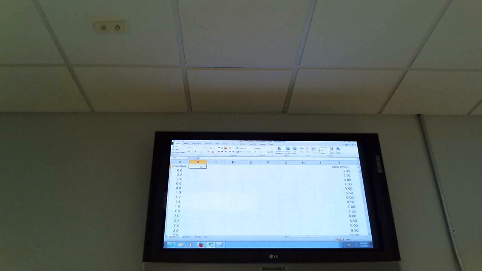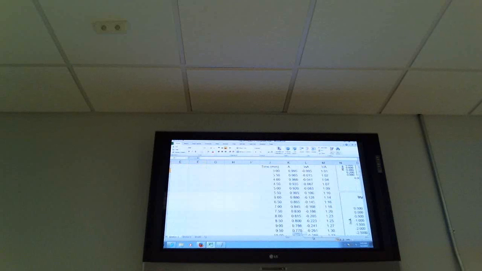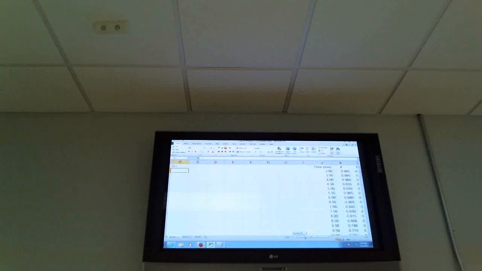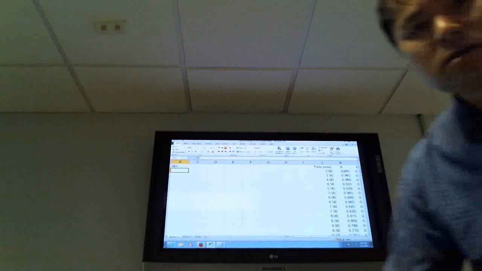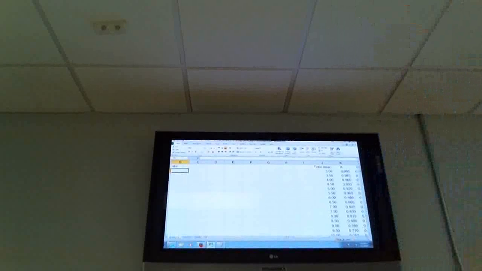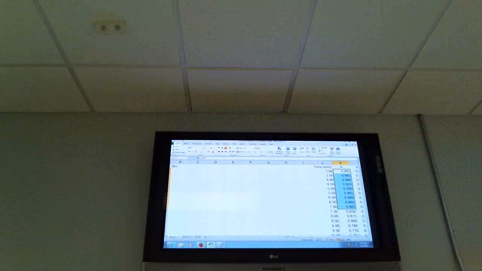Okay, now for the absorbance readings, you have to enter those manually because those change. So go ahead and punch in your absorbance. I'm going to use my made-up data, so your plots might not look anything like mine. Don't worry about that.